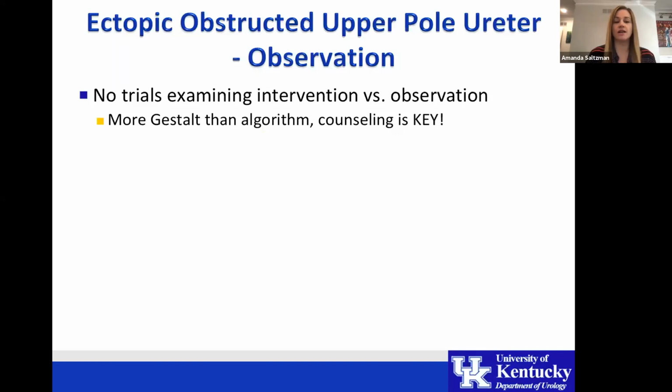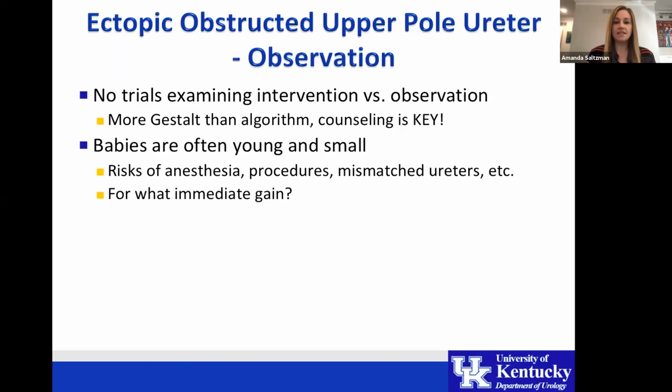So there are no real trials examining intervention versus observation. This is much more gestalt and what you've been trained in rather than algorithm. And really here, counseling is the key for patients and families. When I'm making this decision and talking about observation, what's important to me is that these babies are often young and small. Young babies have a risk of anesthesia. The various procedures can be very difficult depending on what you do at different ages. If you're talking about UUs, you can have major mismatch in size of the ureters, which can be technically challenging. And my question is, for what immediate gain?